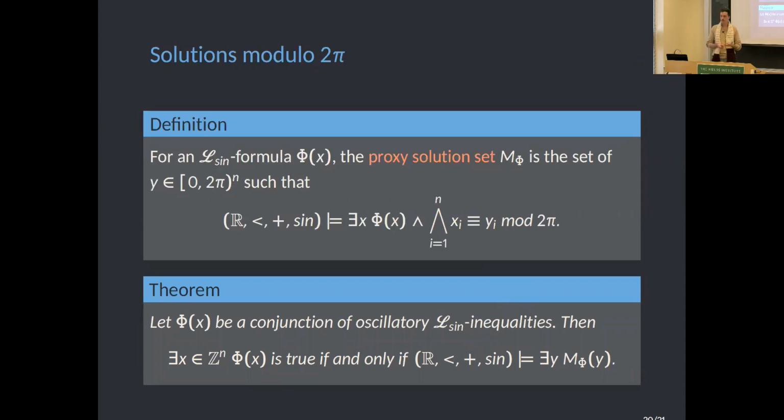And so that gives us, specifically in the case where phi is a conjunction of oscillatory L-sign inequalities, that this formula has an integer solution if and only if the real additive group with sine models the existence of a proxy solution. Okay, and so at this point we've reduced the decision procedure from existential sine PA to the theory of the real additive group with sine. In fact, the sentence on the right is also existential. For this M phi, we can define equivalence mod 2 pi and also membership in 0 to 2 pi without quantifiers.